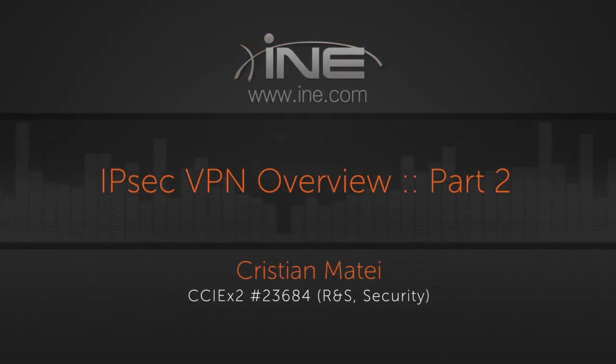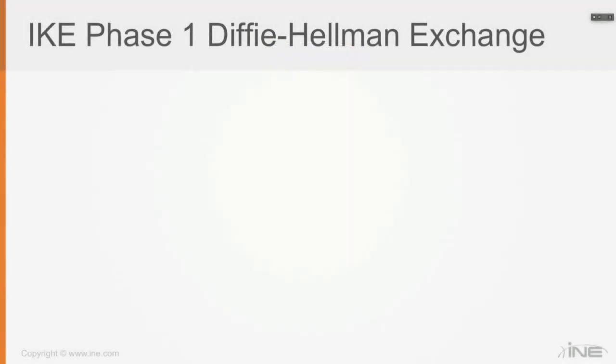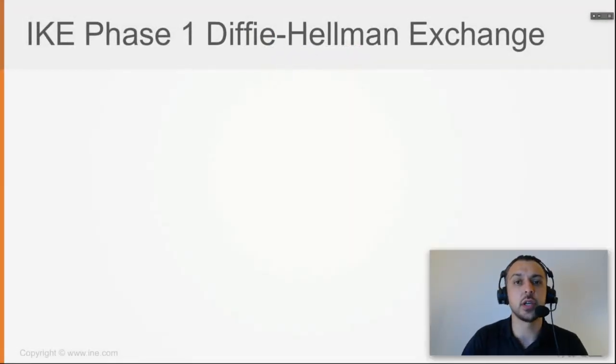Now the Diffie-Hellman exchange, which is going to be part of phase one negotiation, and as I said before, is going to be that magic mathematical algorithm which is going to make those two VPN gateways end up with that secure common key without exchanging it over the wire.